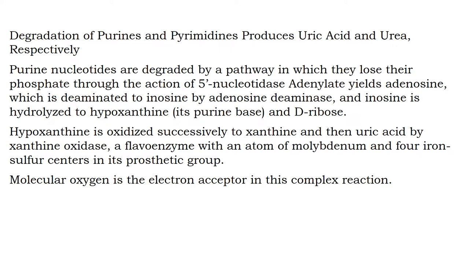It is a flavoenzyme containing molybdenum, and there are 4 iron sulfur centers in the prosthetic group. So this enzyme has these kinds of features: 4 iron sulfur centers, and it is a flavoprotein or flavoenzyme with the central atom molybdenum. Now the molecular oxygen is an electron acceptor in this complex reaction. So this is an oxidase. Here molecular oxygen will act as an electron acceptor instead of NADP or NADPH.